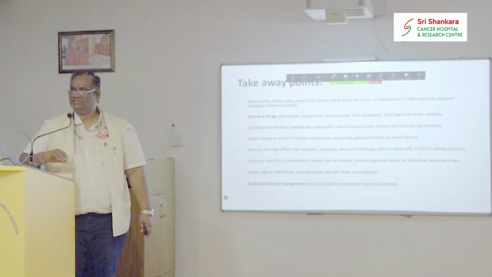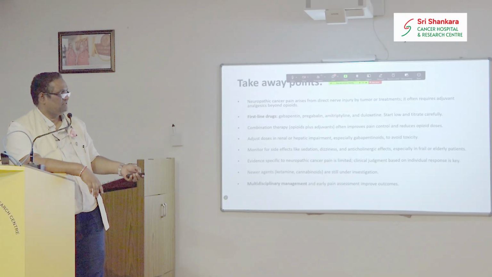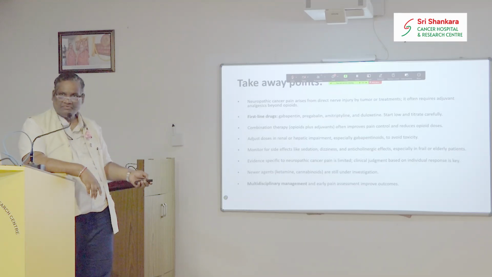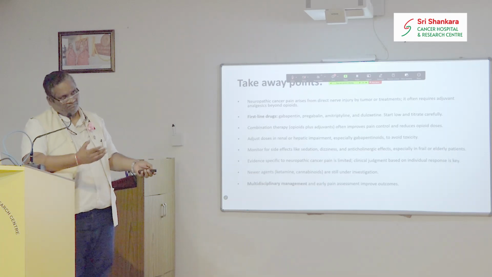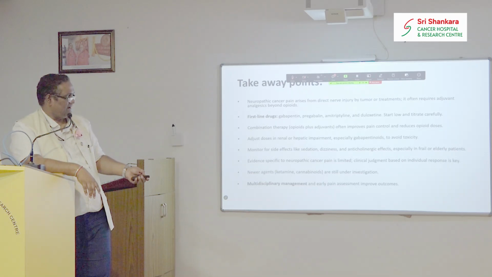So takeaway points: neuropathic cancer pain arises from the nerve injury by the tumor or by the treatments, and it requires adjuvants beyond opioids. This is very, very important. First line of drugs are gabapentin, pregabalin, amitriptyline, and duloxetine. So these are the only 4 drugs where you can play with. Then ketamine can come into play if it becomes, I can say, an intractable thing. Then adjust the doses in renal or hepatic impairment, especially the gabapentinoids. Monitor the side effects, very, very important.